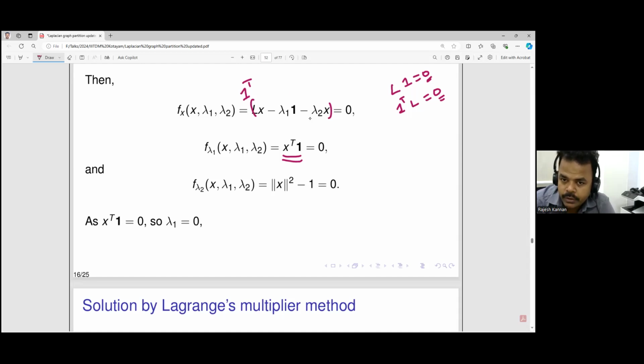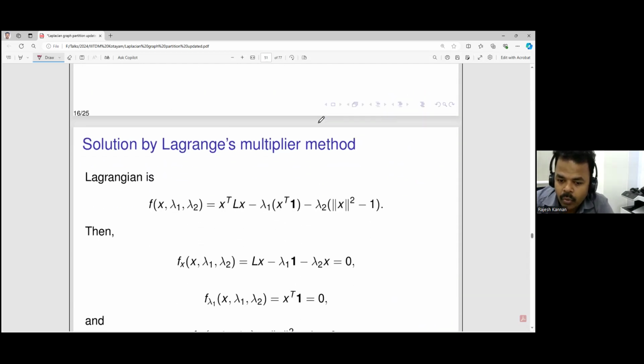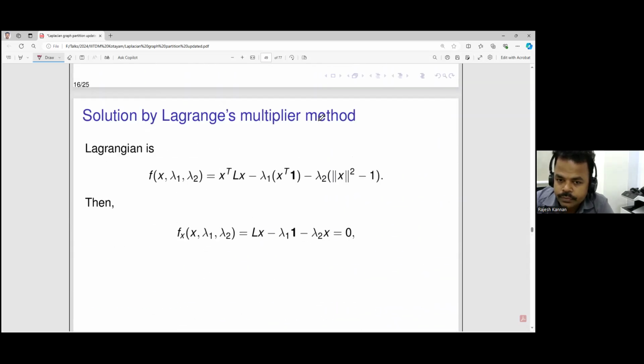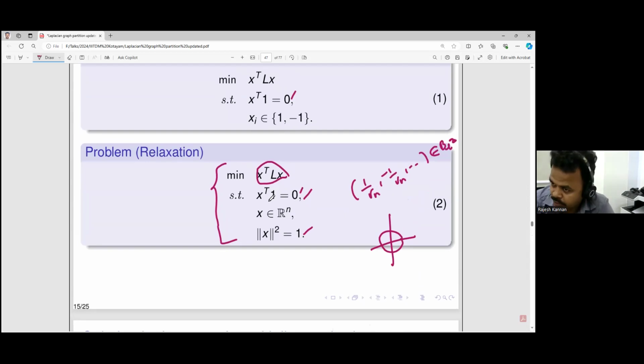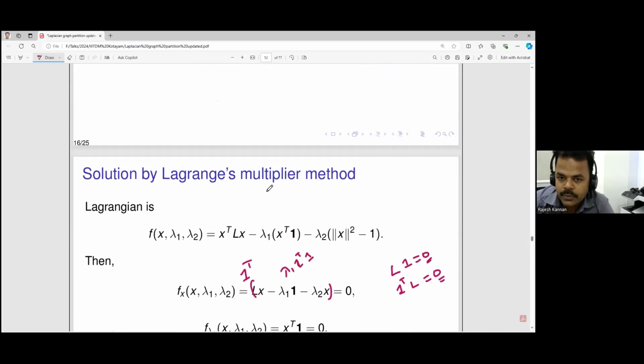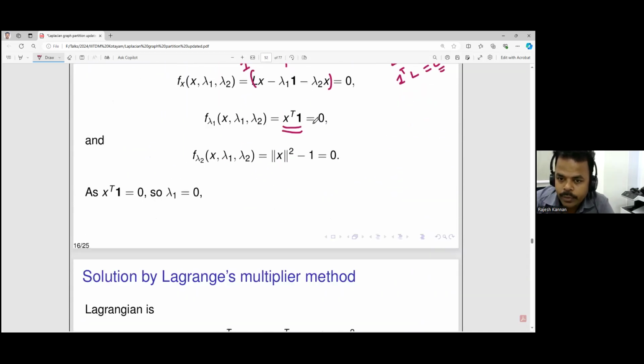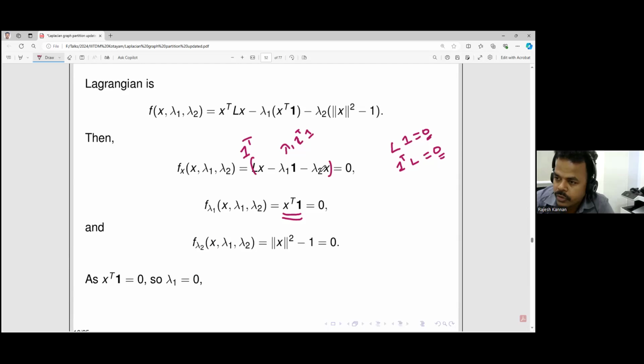It is lambda 1 into 1 transpose 1. Okay, this is n. And what about this quantity? 1 transpose into x. If you see the constraints I have, 1 transpose x is equal to 0. Right? You see the constraint? x transpose 1 is equal to 0. Just take the transpose of it. Then you will get 1 transpose x is equal to 0. So that will give me this third term is also equal to 0.